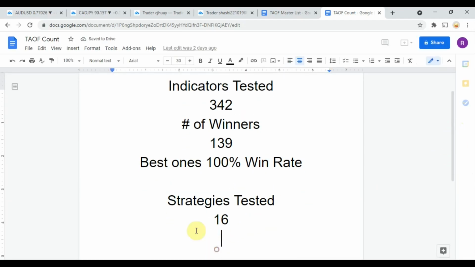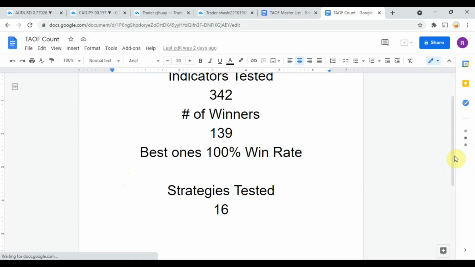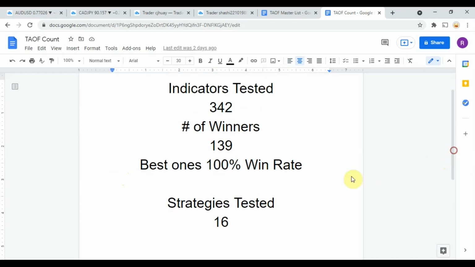So to date, we have tested 342 indicators, and out of those 342 indicators, 139 of them have been winners, which means that they have met or exceeded the 60% win-loss ratio threshold that we have set for them. The best ones so far were able to achieve a 100% win rate.